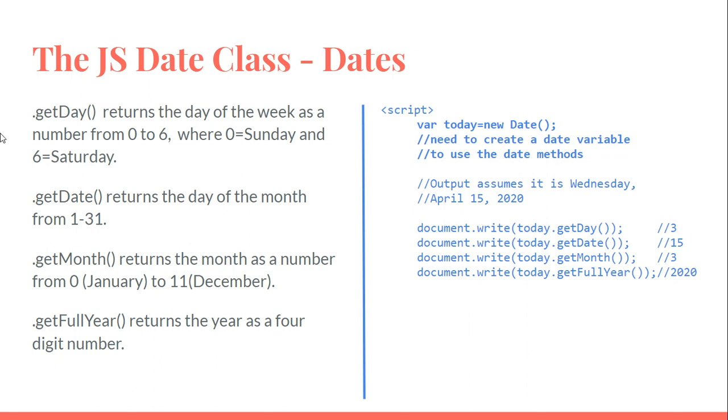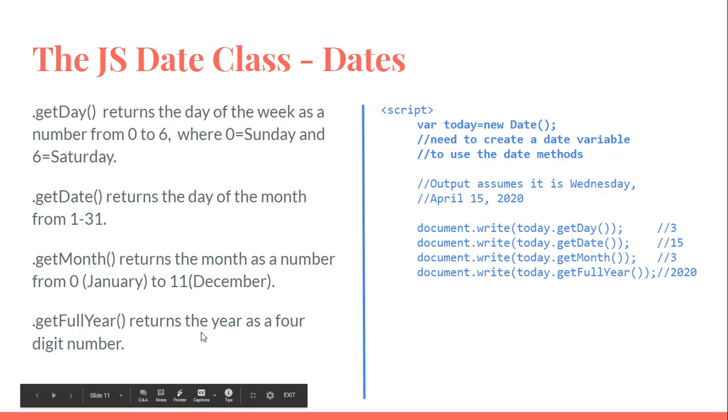getDate returns the day of the month from 1 to 31. getMonth returns the month as a number from 0 in January to 11 in December. Obviously, if I wanted to show them as their actual values, I could call getMonth and then add 1 to it, and that would give me 1 to 12. And then finally, getFullYear returns the year as a 4-digit number.